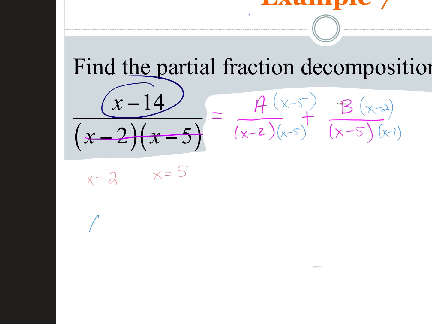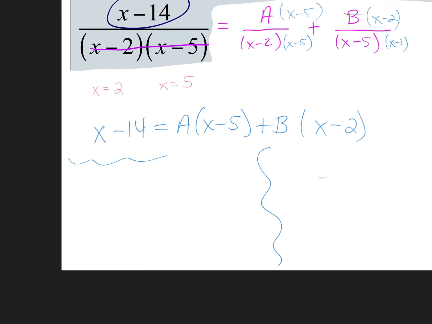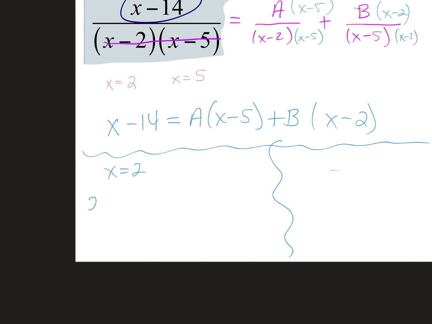So your equation that you're going to evaluate with is x minus 14 equals A times x minus 5 plus B times x minus 2. Now, every time you plug in an x value, what should happen to one of your constants? They should cancel. So I'm going to evaluate here, the first one with x equals 2. If you want to do x equals 5 first, fine, doesn't matter. So I have 2 minus 14 equals A times 2 minus 5 plus B times 2 minus 2.